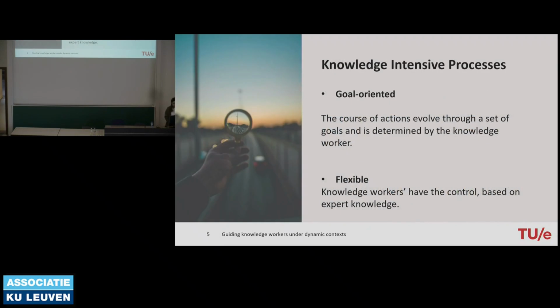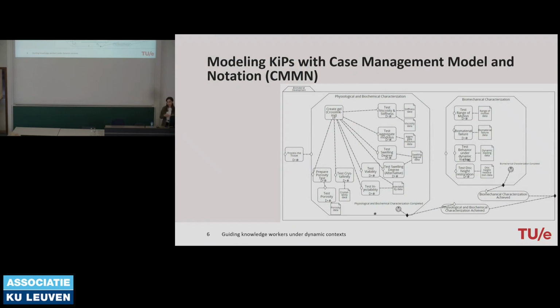As is also obvious in the examples, knowledge-intensive processes have two important characteristics. They are goal-oriented and flexible. In each case, we have a goal that should be achieved by the process, and the course of actions evolves through achieving those goals. And as the expert executing the process, the knowledge worker has the flexibility to decide upon how that goal can be reached. So in that sense, knowledge-intensive processes are different from the traditional business processes that we know, which are rather inflexible, routine, and predictable. And as they are different, they require different approaches for their management and modeling.